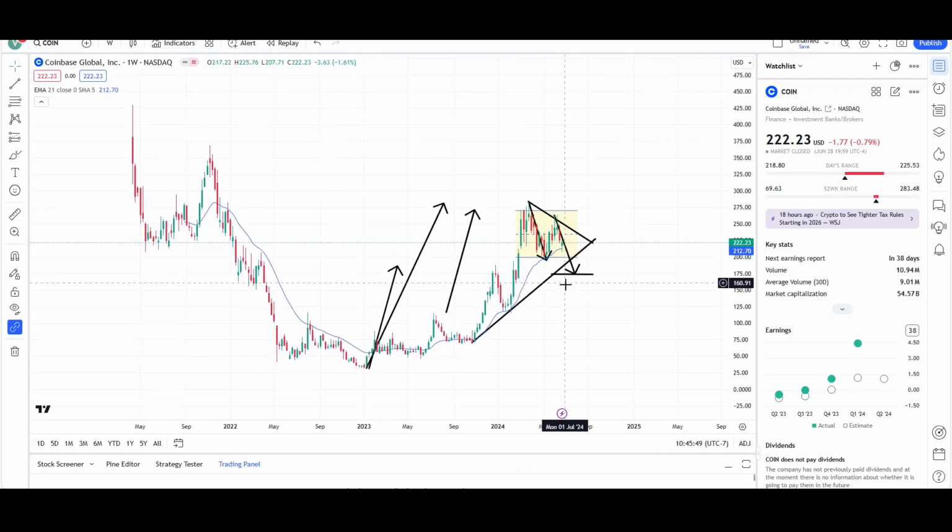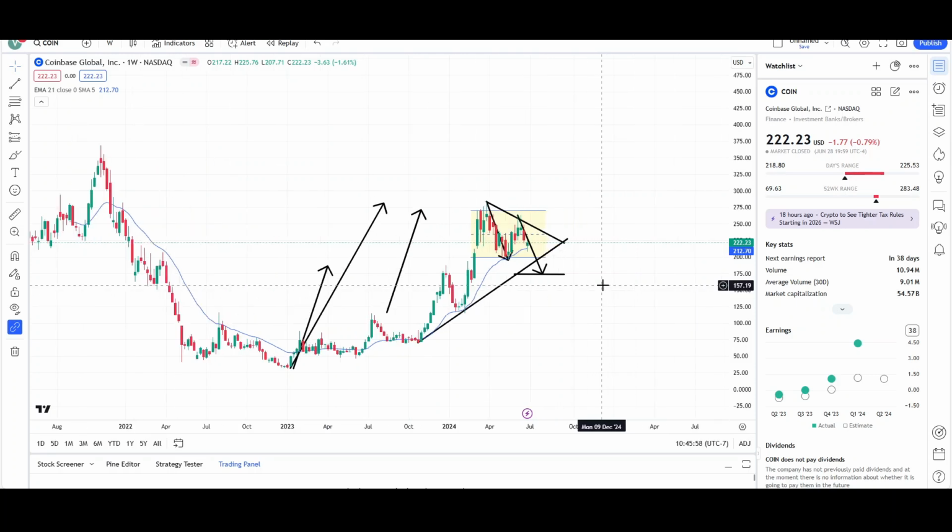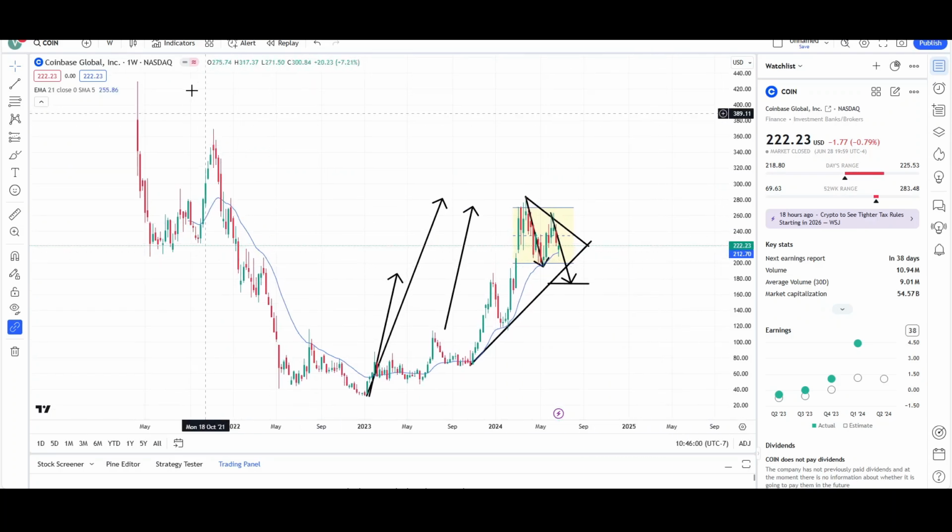Short term, it is just looking a little bit bearish, as well as the proxies to Bitcoin, like MicroStrategy as well. So that's all I have for Coinbase on the daily and weekly charts.